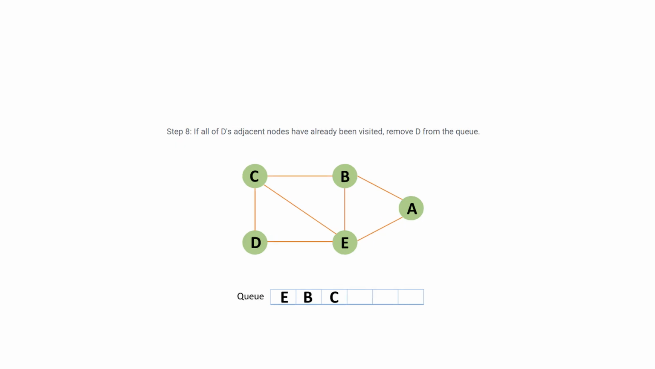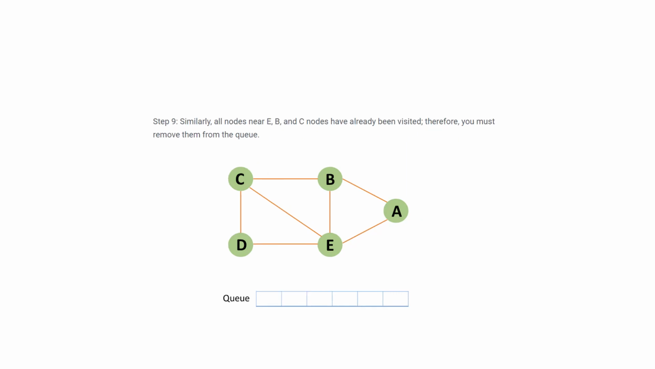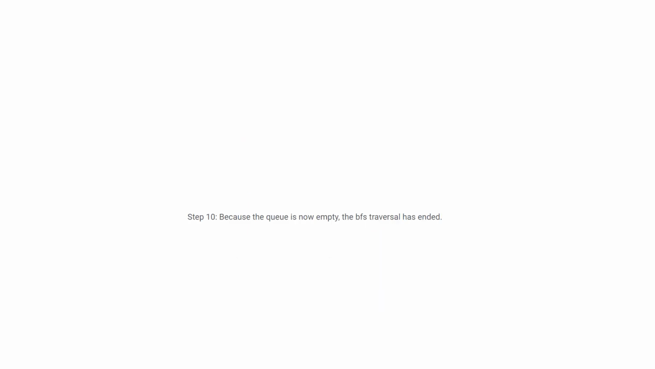Step 8. All of D's adjacent nodes have already been visited, so remove D from the queue. Step 9. Similarly, all nodes near E, B, and C have already been visited, therefore you must remove them from the queue. Step 10. Because the queue is now empty, the BFS traversal has ended.